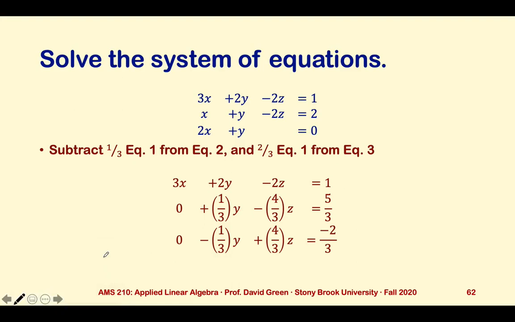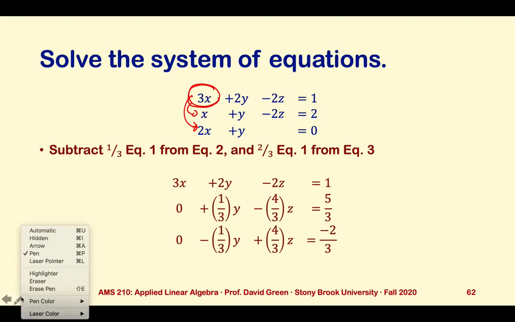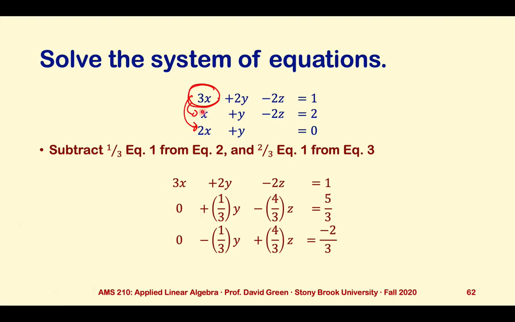We begin, as always, with the first row, focusing our attention on the leftmost column. We want to use this 3x as a pivot to eliminate below. Here, coefficient of a 3 in the first row, of a 1 on the second, and a 2 on the third, means we want to subtract 1/3 of the first equation to eliminate the position below. So subtract 1/3 of equation 1 from equation 2, and subtract 2/3 of equation 1 from equation 3 to eliminate the 2x.